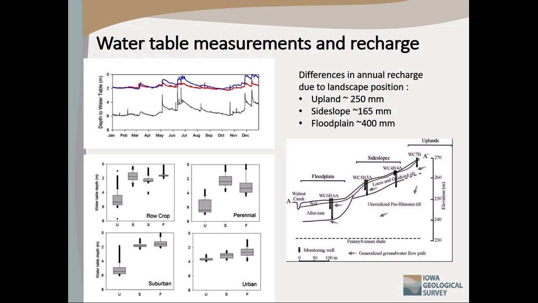So we had one side slope well, one upland well, and a floodplain well, and that was the proportion of annual recharge that we got based on this water table fluctuation method. The floodplains, again, were the source of concentrated recharge. Uplands were less, and the side slopes were less than that. So again, we see patterns of recharge occurring on a watershed based on the slope and so forth.